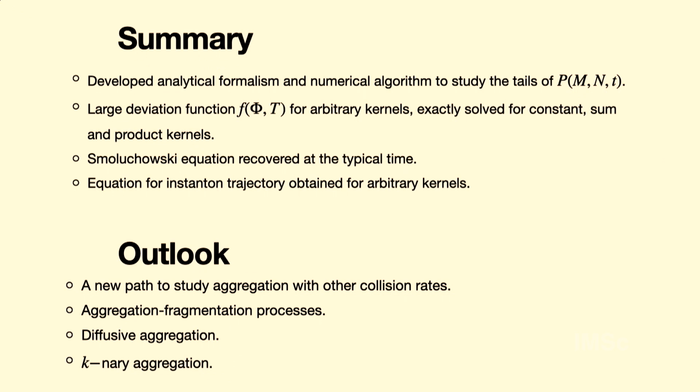One is, obviously, to use this formalism for other collision kernels. We might need to do some approximations and some numerical magic, but it might be possible. Aggregation-fragmentation processes are also possible because it just involves one more term in the master equation. Maybe that could be possible. Here we have not explicitly spoken about any transport process. We just said that everything is contained in the kernel. We could try diffusive aggregation also, since that's a huge branch of aggregation. And instead of binary aggregation, we could go for k-nary aggregation and see if we can get some scaling laws there, whether a large deviation principle is available there also.